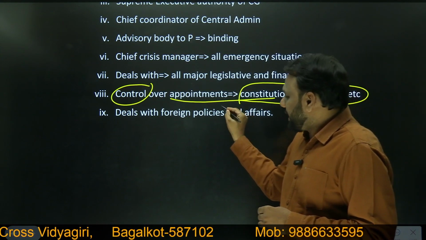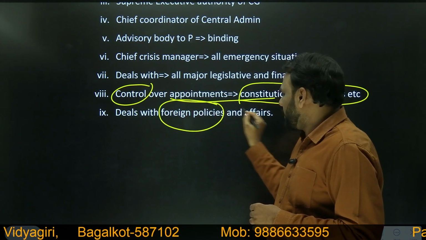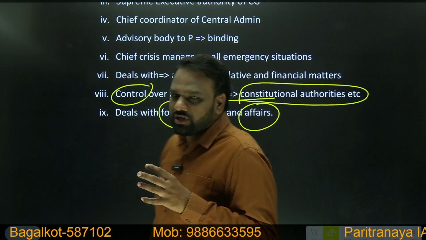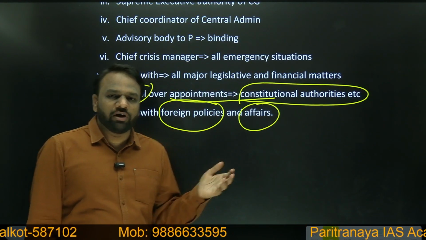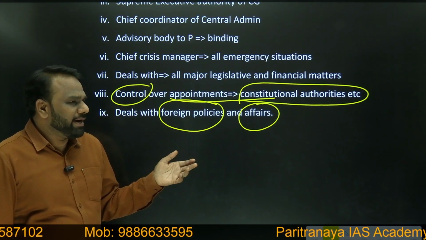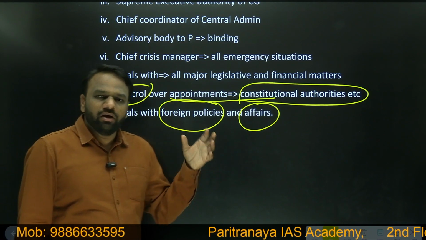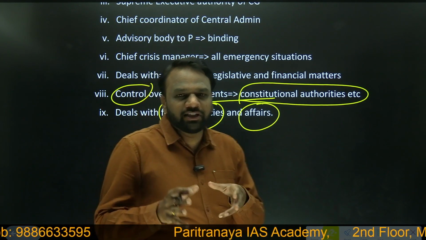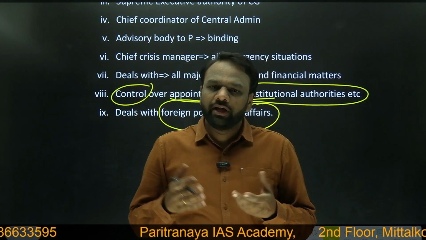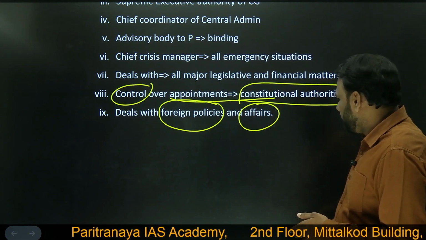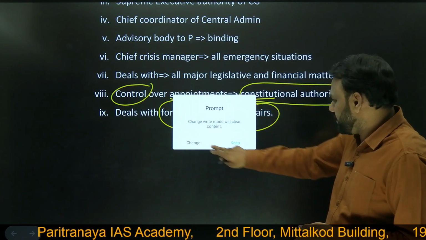Next, the cabinet plays a very important role in foreign policy and affairs. Already in the previous class we have seen that the prime minister plays a very important role in shaping foreign policy. When it comes to the cabinet, which consists of 10 to 15 ministers, the most powerful among them is the prime minister. He will be influencing the decision making process of the cabinet. In this fashion, the cabinet plays an important role in foreign policy and affairs.